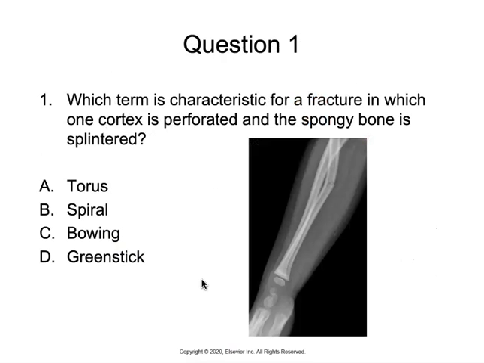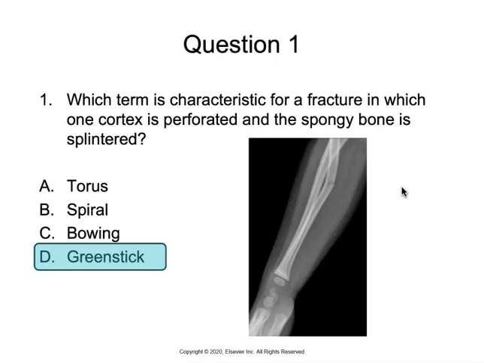So here is a question for you. Which term is characteristic for a fracture in which one cortex is perforated and the spongy bone is splintered? So you can see this image over here as an example. If you said D, greenstick fracture, you are correct. That is going to perforate one cortex and is going to be splintered through the spongy bone.